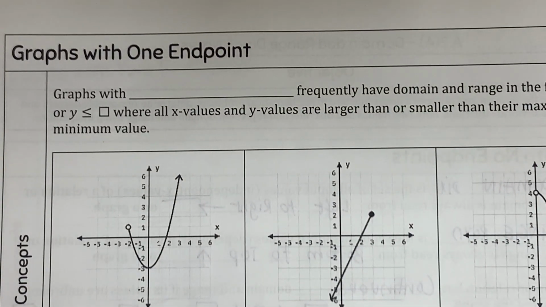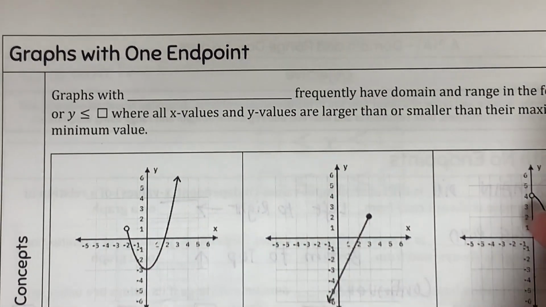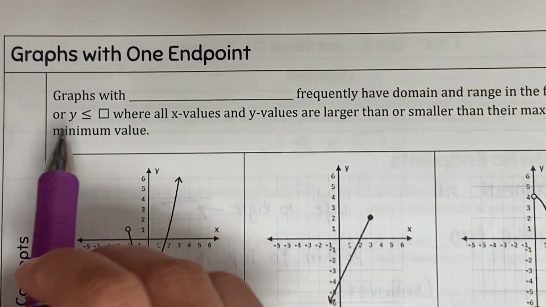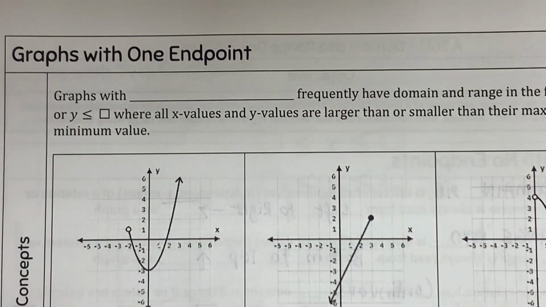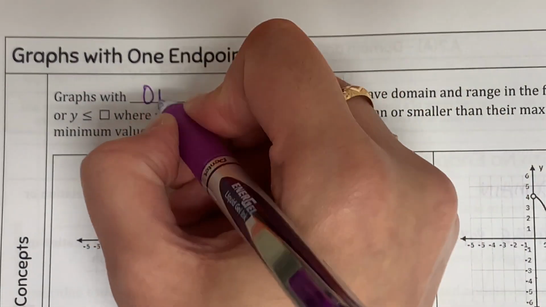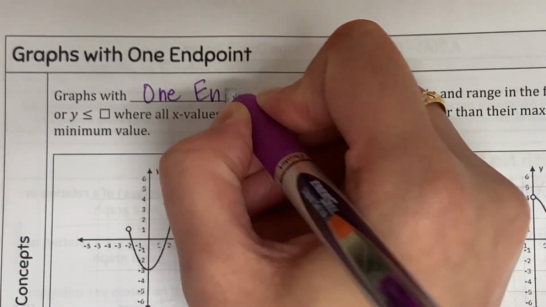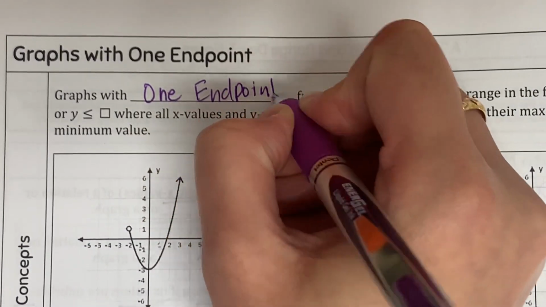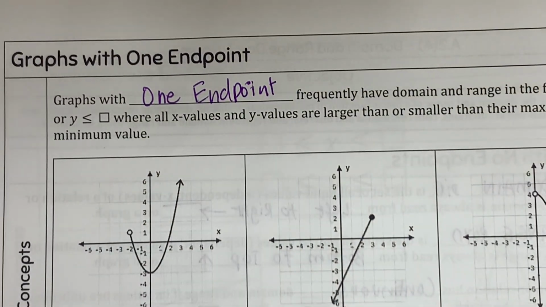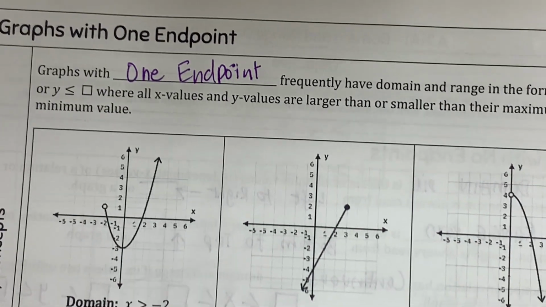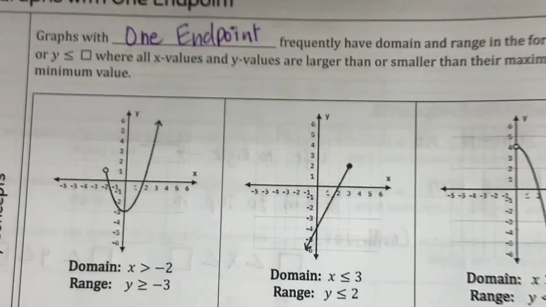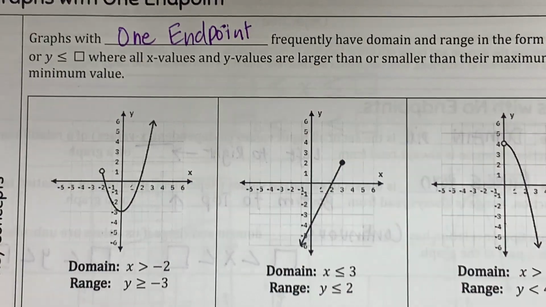Graphs with one endpoint. We did the one endpoint before as well. The graphs with one endpoint frequently have domain and range in the form of x greater than something or y less than or equal to something for all the values of x and y. Well, we don't need to memorize anything from there, because if we write our format correctly and how we did it in the past, you should be able to write everything correctly. So you can read that middle portion on your own.